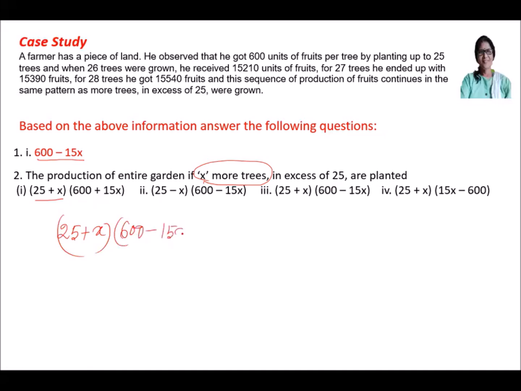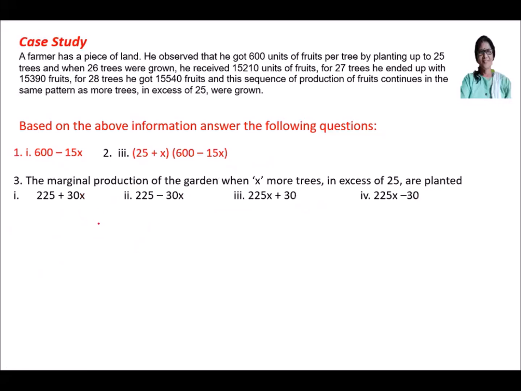So you have to identify which answer is correct. This is 25 plus x into 600 plus 15x. So this is not correct. 25 minus x, 600 minus 15x. This is also not correct. This will be the correct one: 25 plus x into 600 minus 15x. So the third is the answer.